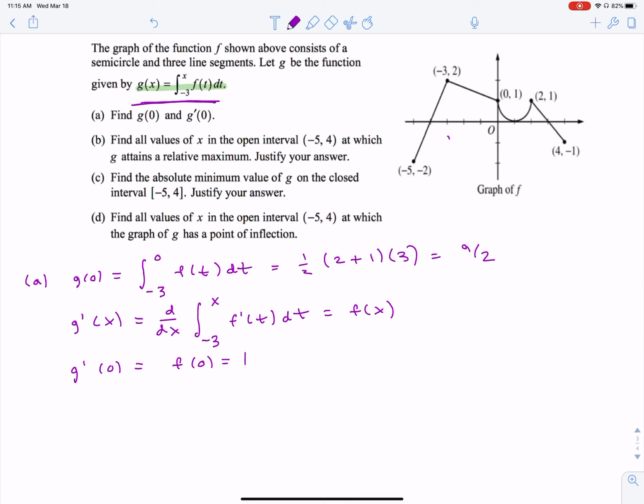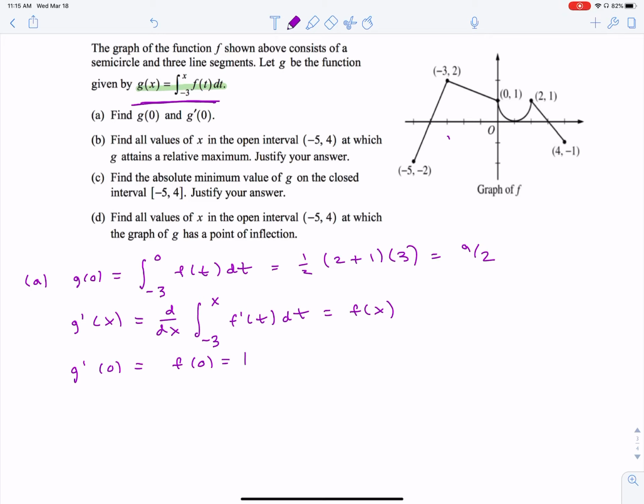So what I'm going to do is, first, I want to remind you, where do you find relatives? How do we find relative minimums or maximums? We find relative minimums or maximums by taking the derivative of the function. So in other words, we're looking at g prime and determining where it goes from positive to negative. So what do we normally do?